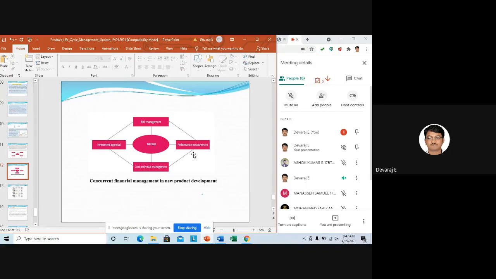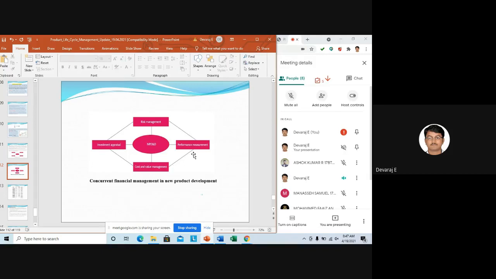Then investment appraisal. So what they're investing for each process, for each step. They'll be investing money, as I told you, from the design thinking phase to the development of a new product. For every phase, they'll be investing the money. So this is very important.